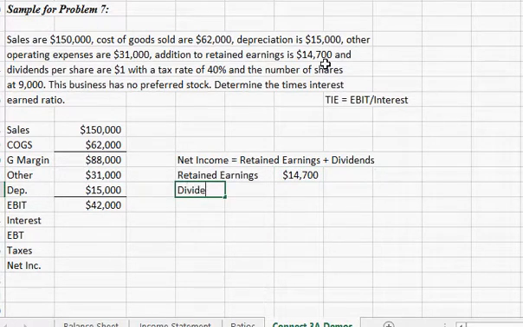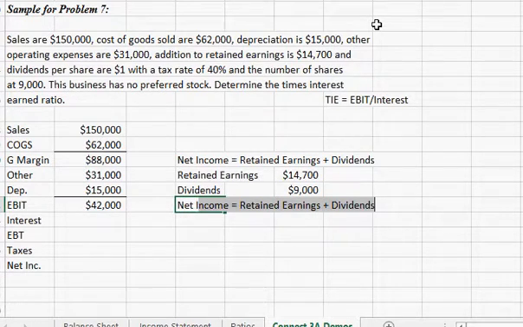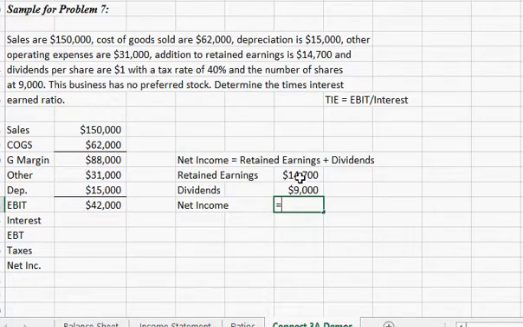We also can tell that dividends are equal to the amount that's paid per share, which is $1, times 9,000 shares. So 9,000 shares are outstanding. Each one earned $1, so $9,000 was paid out. So those two added together have to be your net income. So 23,700 is your bottom number.